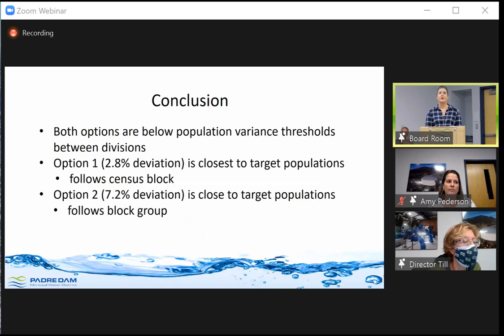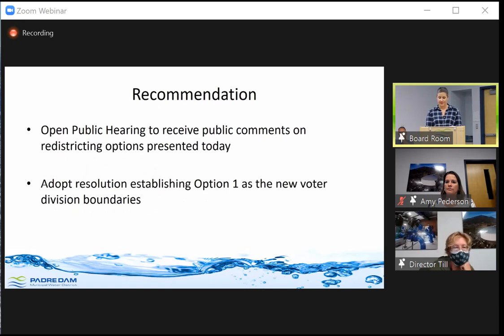Next slide. So both of these options, 1 and 2, have less than the 10% total deviation between divisions. Option 1 gets us closest to our target population with the lowest total deviation. Option 2 has a higher deviation and follows the block group geography. Next slide. And it's the staff's recommendation that the board president open up the public hearing and request comments on the redistricting options.